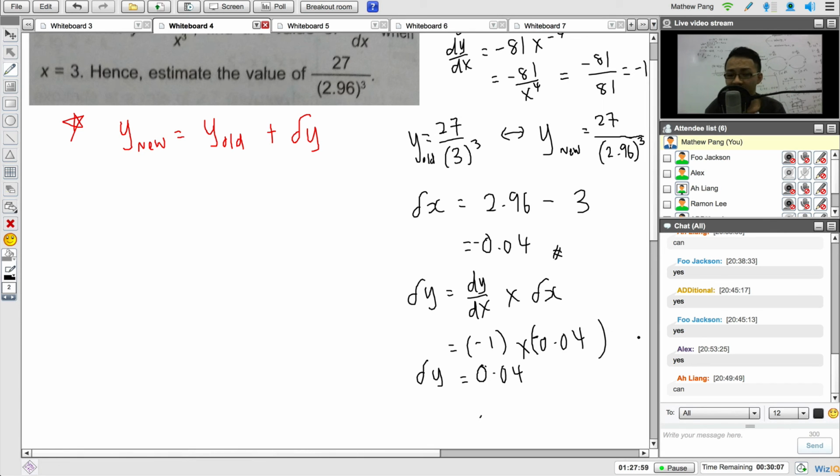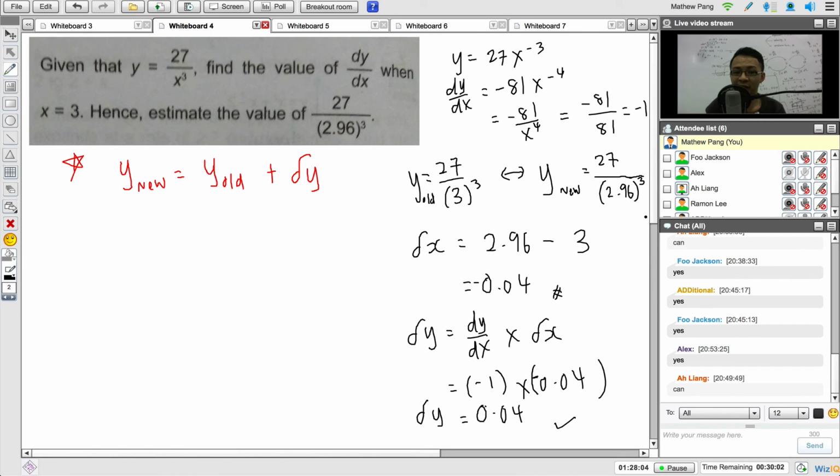Okay, so now I got my change of y ready. First information I got, I'm going to substitute in here, which is 0.04. Now I want to find my old value of y. This is my y, the old value of y. So what is my old value of y? It will be 27 over x cubed, right? My x is 3. 3 cubed, 3 to the power of 3, is 27, so 27 over 27 is 1, plus 0.04.